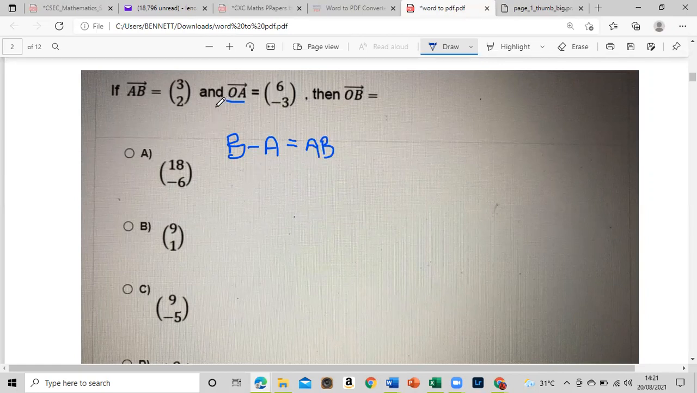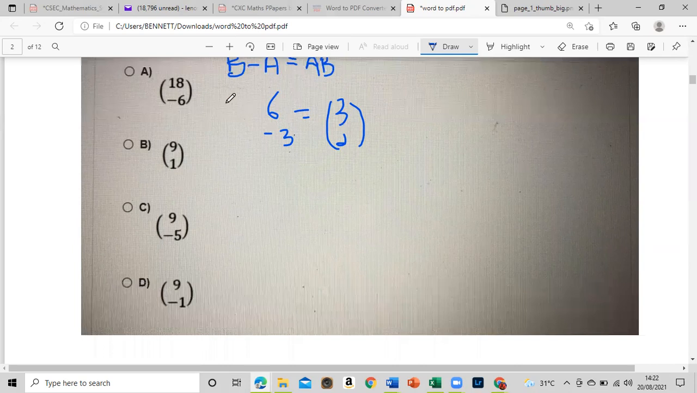So basically, we didn't get B. But A was what, 6, negative 3, and we get what, 3, 2. Well, that's the trial and error, you know. Couldn't be this, couldn't be this, couldn't be this. So I think it would be this. The bracket here gives us 3 and this gives us 2 negative. Yeah, it's this. 2 negative becomes positive.